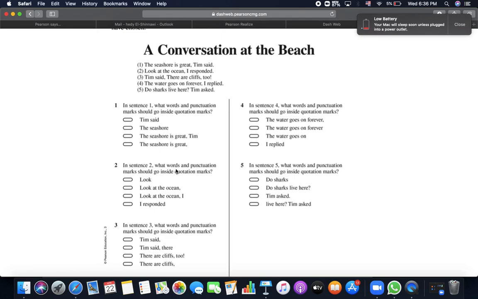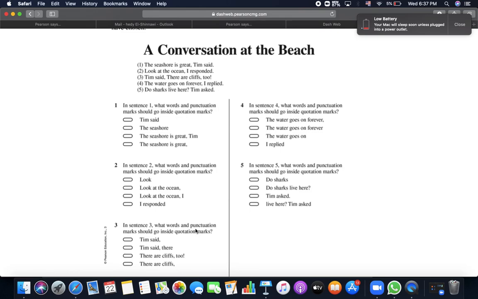In sentence number 2, what words and punctuation marks should go inside the quotation marks? Now let's see sentence 2. "Look at the ocean," I responded, meaning I replied or I answered. So Look at the ocean is the sentence said by me. So I will put it between quotations. Now where's Look at the ocean? The first, second, third, or fourth? The second.